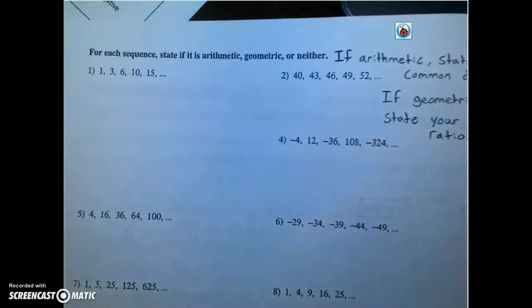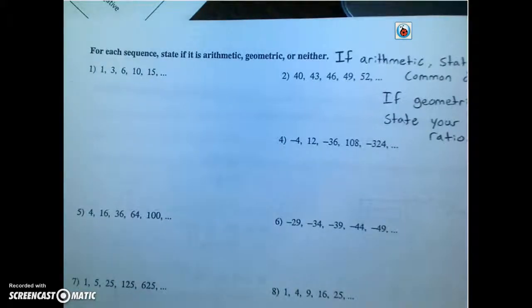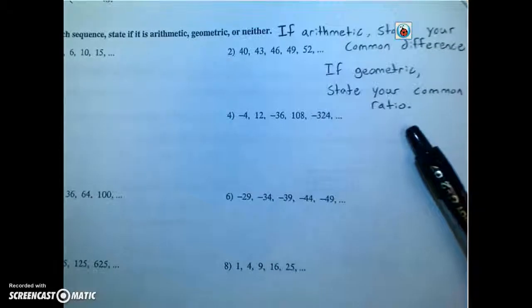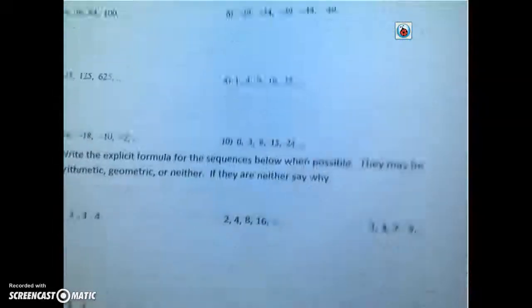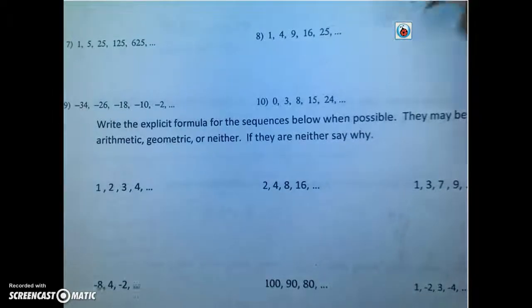All right, so here's just going through. We've seen a little bit of it earlier. Going through for each one, state if it's arithmetic, geometric, or neither. If it's arithmetic, tell me what that common difference is. If it's geometric, tell me what that common ratio is. Right? And then this section down here is just taking your different pieces of information and using your explicit formula.